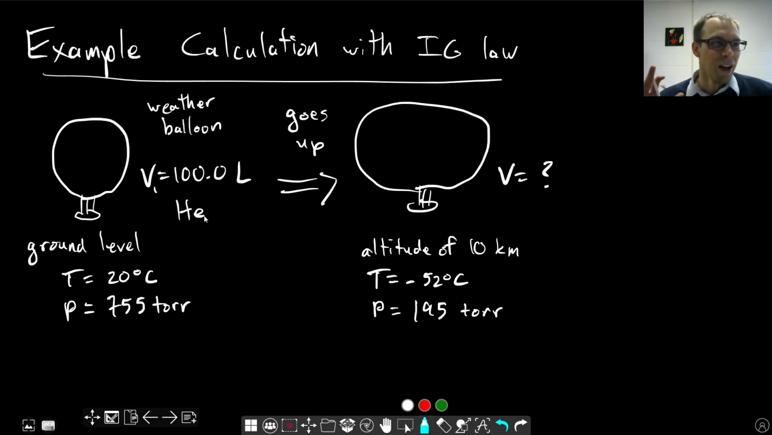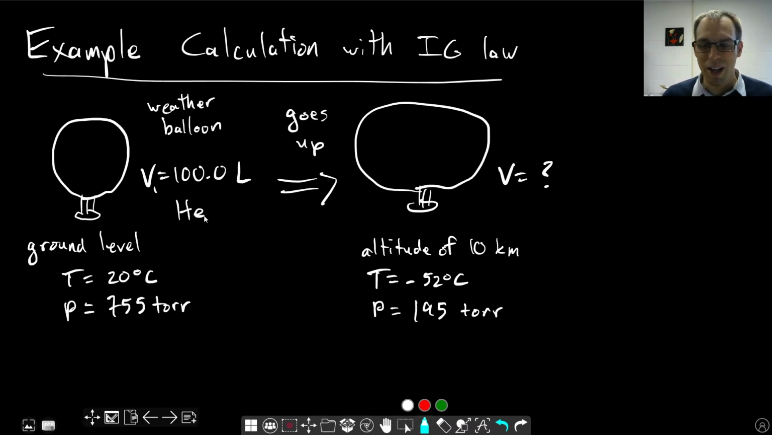Anyway, volume is equal to 100 liters at the ground level, where the temperature is 20 degrees Celsius and the pressure is 755 torr. Now, that weather balloon goes up into the air with its instruments, measuring pressure and wind speed and temperature up in the upper atmosphere. And it gets up to an altitude of 10 kilometers. Up there, it's much colder. It's about negative 52 degrees Celsius, and the pressure decreases drastically. There's a lot less gas pushing on you up there because you've gotten above most of it. And so the pressure is about 195 torr.